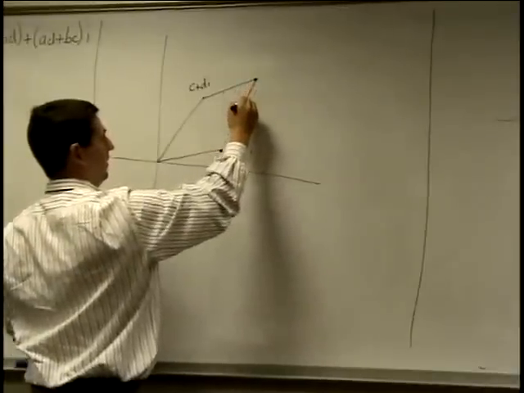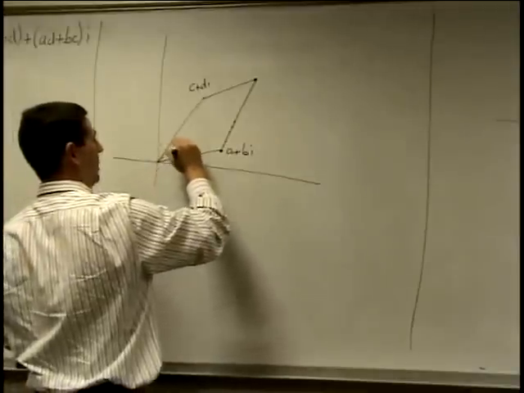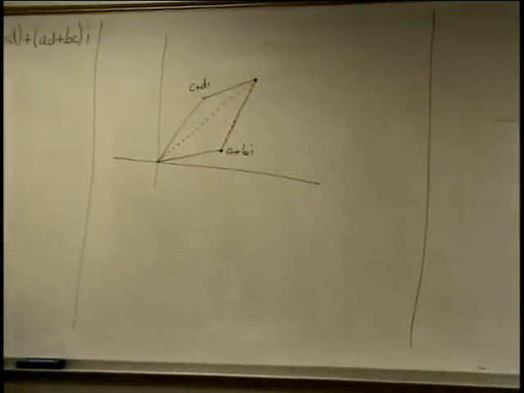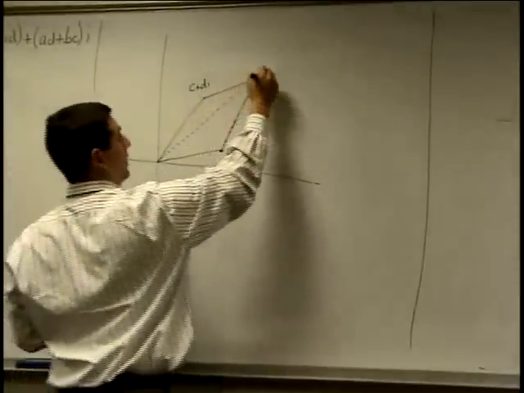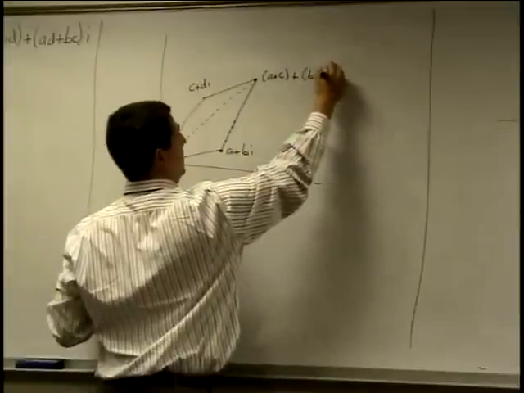In physics? Oh, I took physics like 3 years ago. And so what I get, if I draw the diagonal of this parallelogram, I'm getting exactly the vector that corresponds to a plus c plus (b plus d)i.